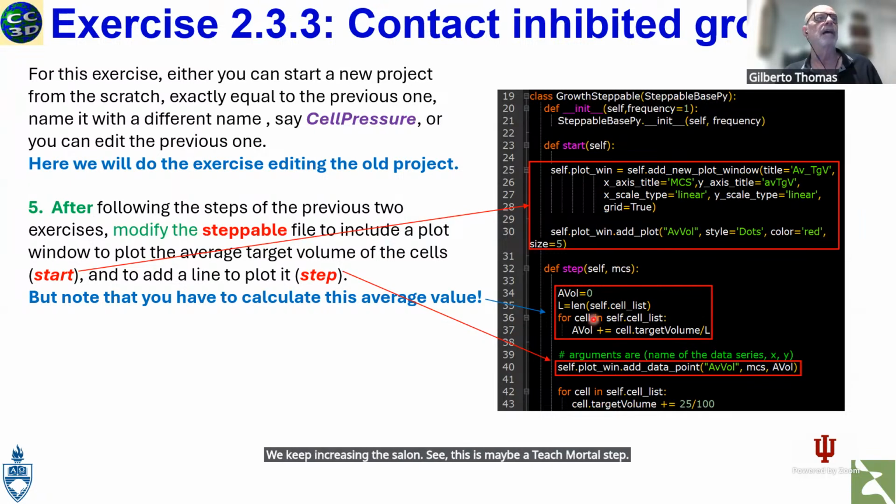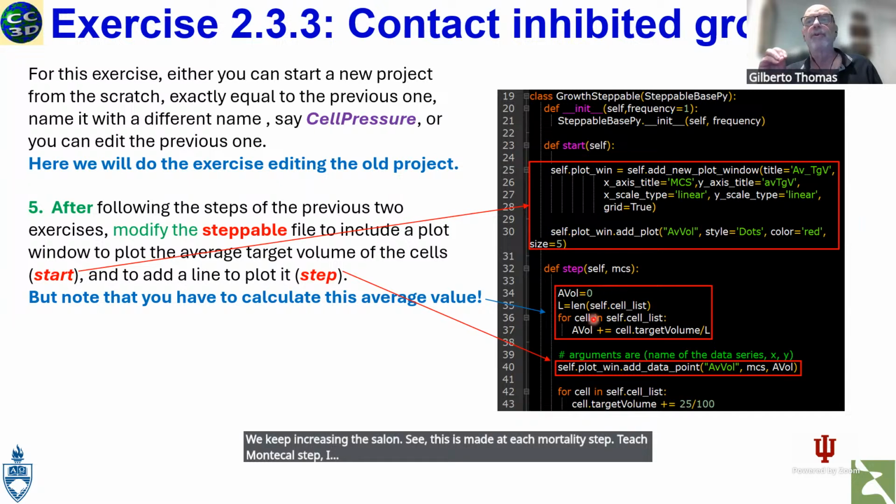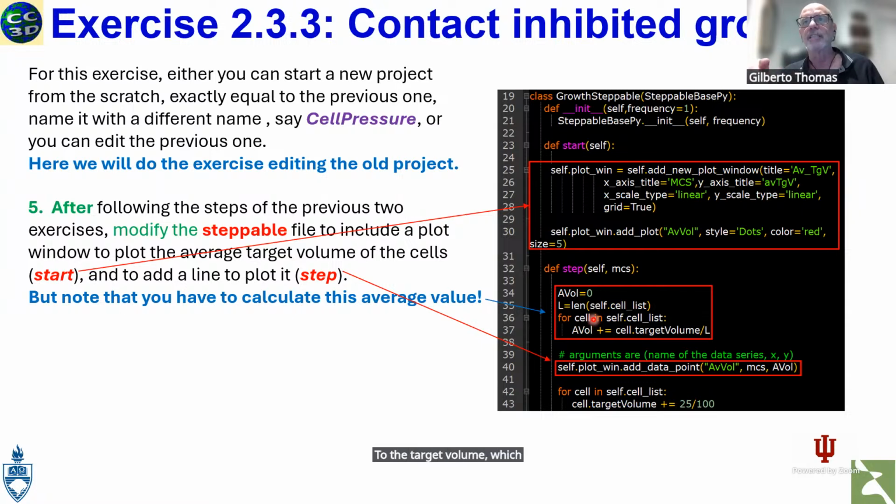We keep increasing the cell volume. See, this is made at each Monte Carlo step. Before I increment the volume, the cells have already adapted their volume to the target volume, which was adjusted in the previous Monte Carlo step, and then I can make real measurements about the volumes, the target volume. So I do this now. Then I update the target volumes, and the simulation goes on.